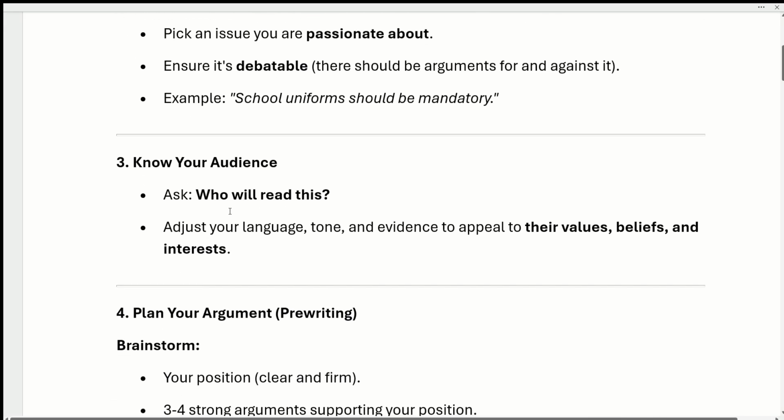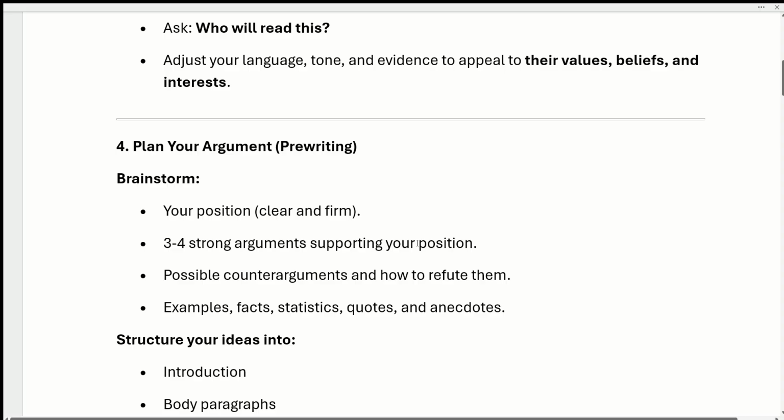Okay. Now, another important thing is to know your audience. Who is going to read it? What's the age gap going to be like? Is it for an adult? Is it for teenagers? That's something you have to think about. And also, with choosing the audience, you have to adjust your language, tone, and evidence to appeal to their values, beliefs, and interests. Then you can start planning your argument.